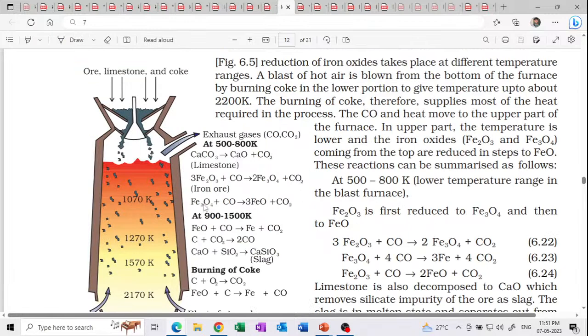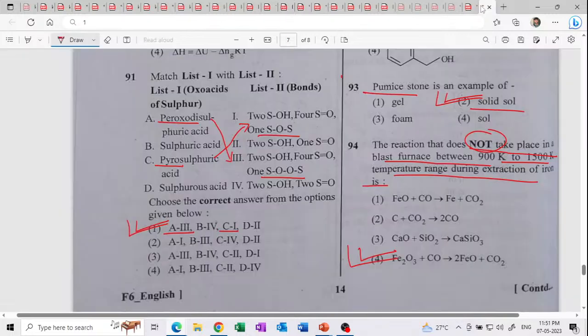And the Fe2O3, then for Fe2O3 how much temperature is needed? Fe2O3 then carbon monoxide, that's the 500 to 800 Kelvin. This is the 500 to 800 Kelvin. Get it? This is a very important question for the CET also.